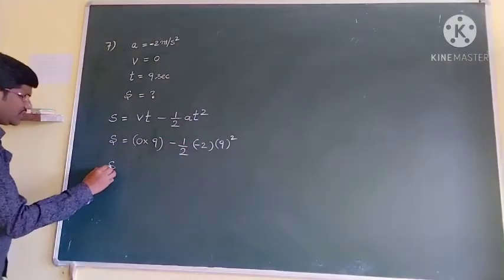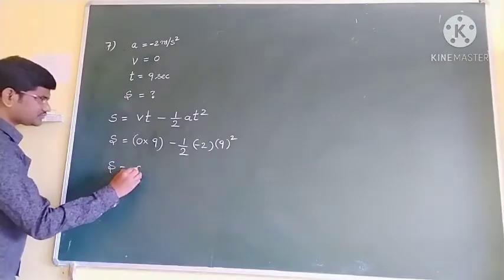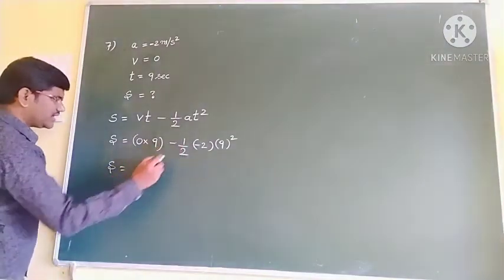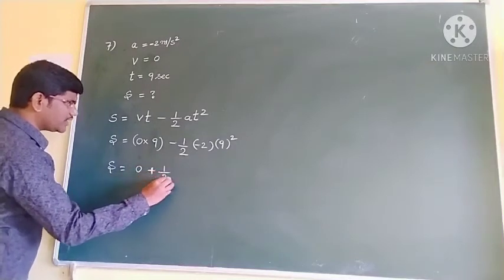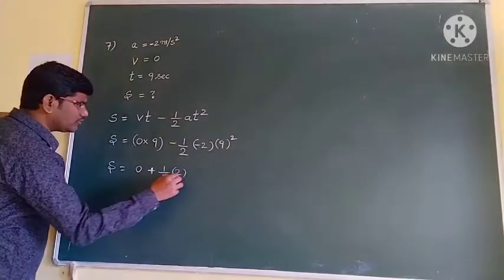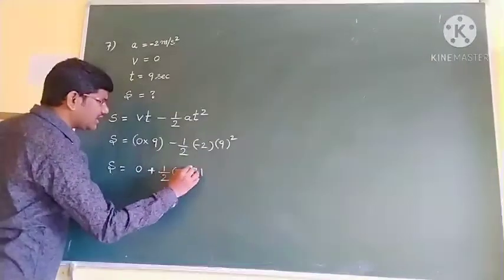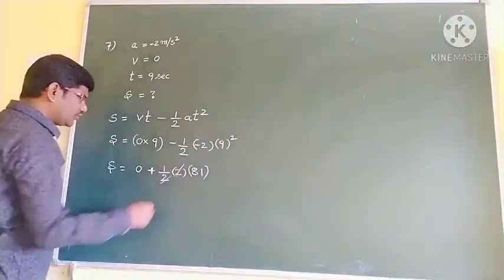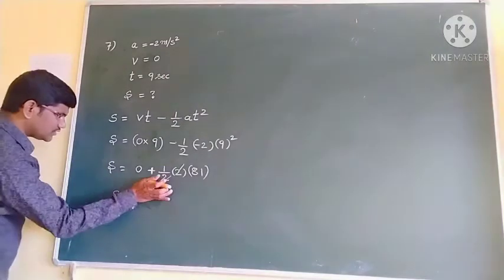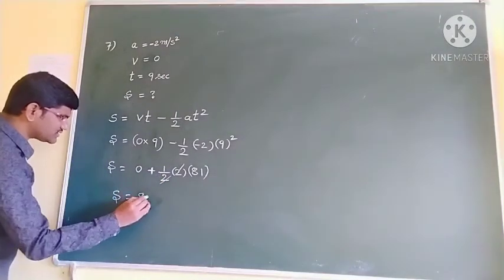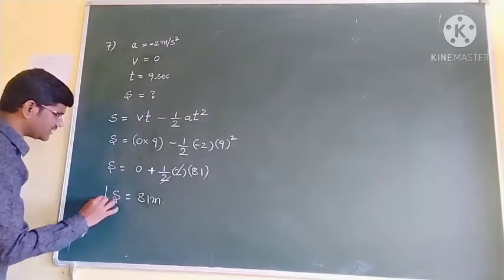Okay, then you will get the displacement is 0 minus of minus, plus. So then 1 by 2 into 9 square. So you will get 81, and the 2 gets cancelled. So you will get the displacement is 81 meters.